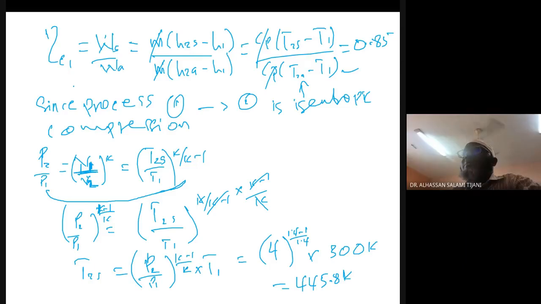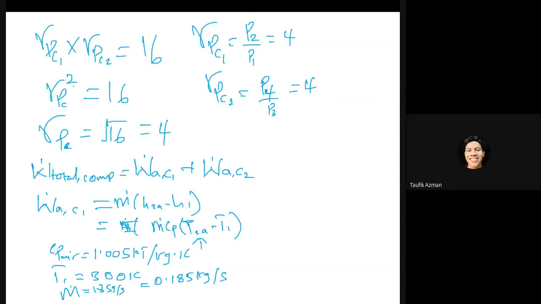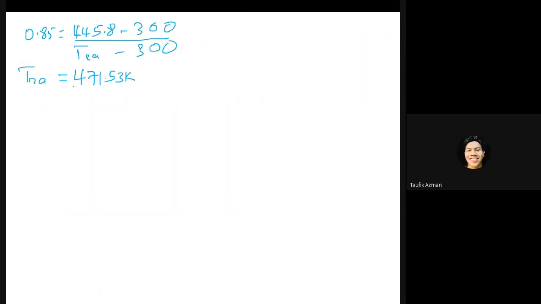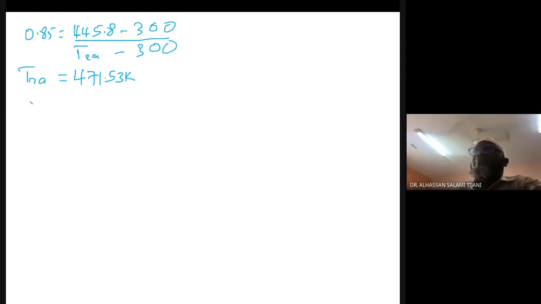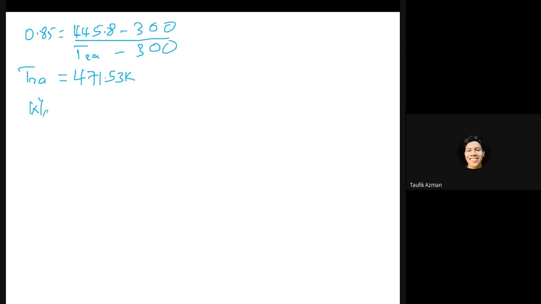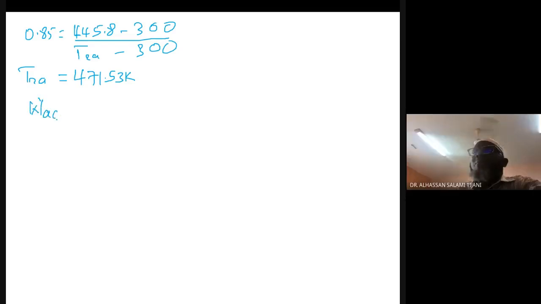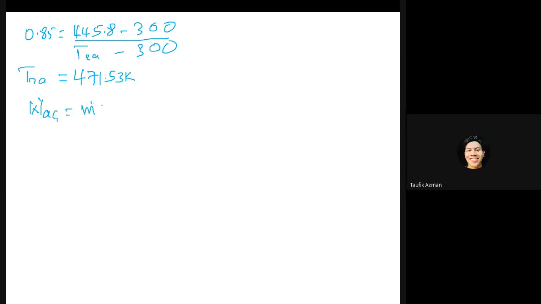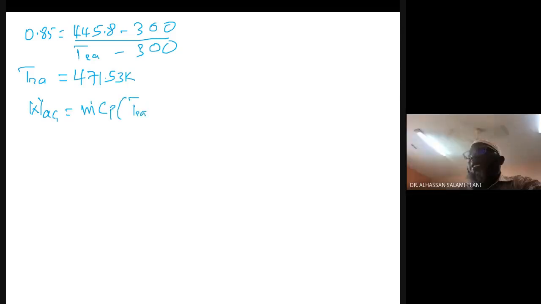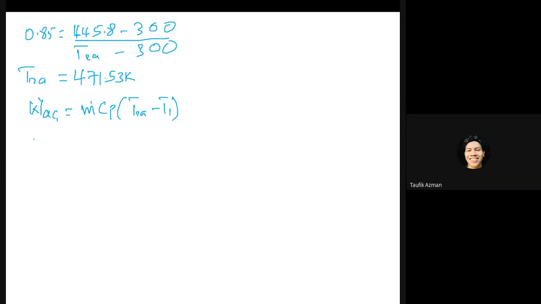So with this, we can determine our WA. My WAC for compressor number 1 equals the mass flow rate, m times Cp times T2A minus T1.